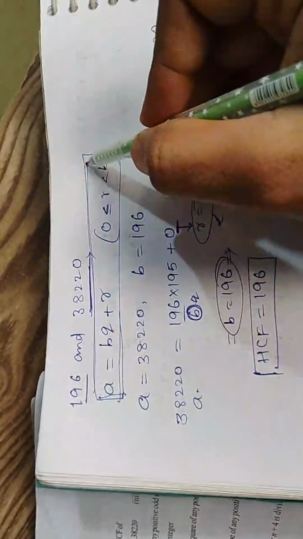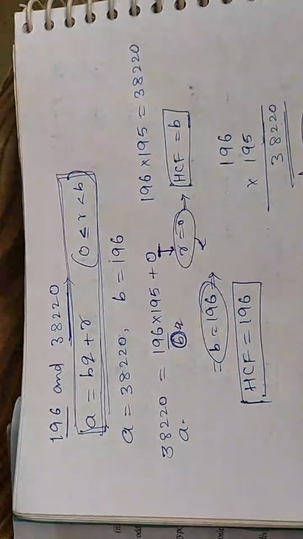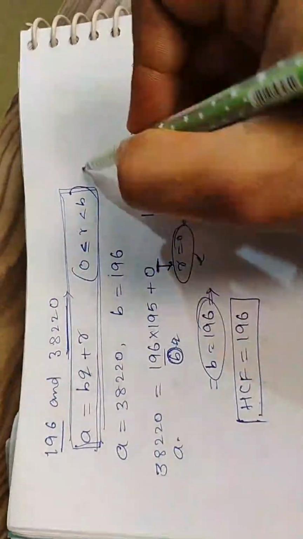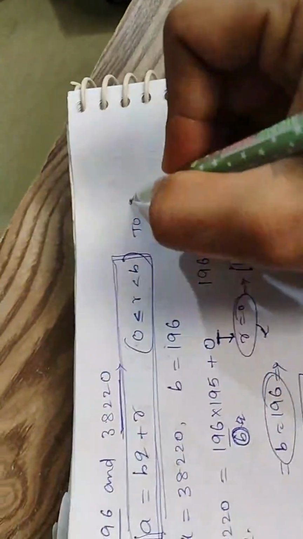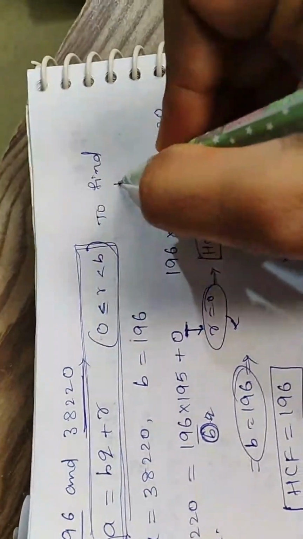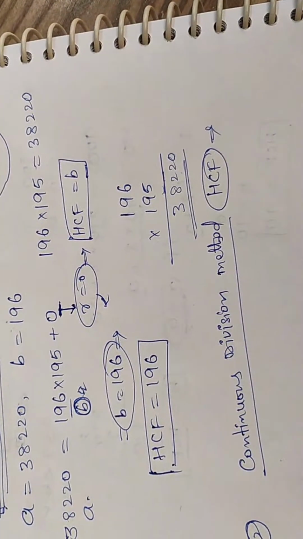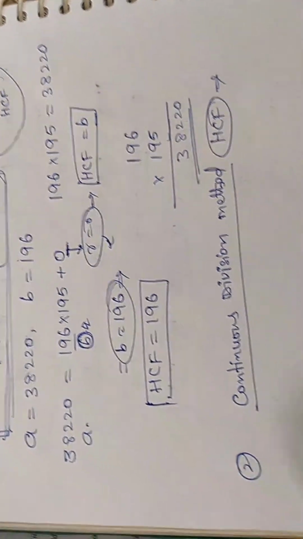Where are we using the Euclid format? To find HCF. I hope you are understanding.